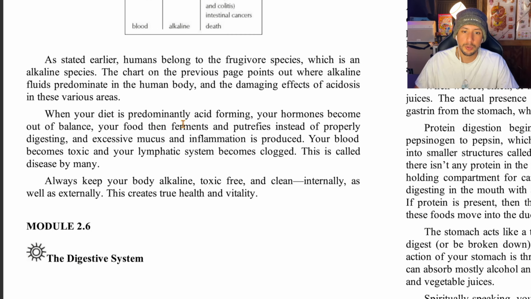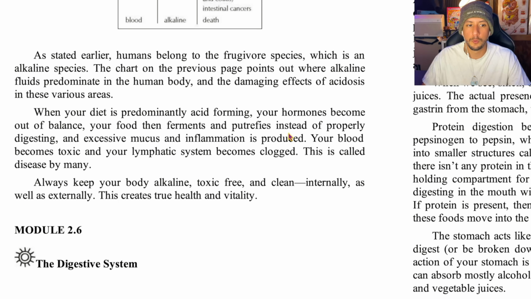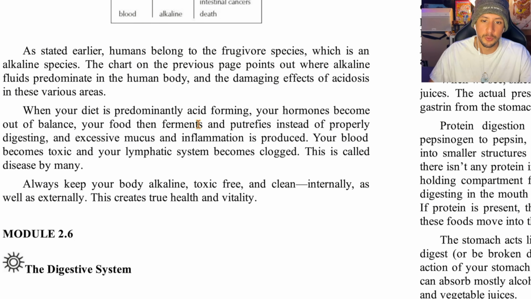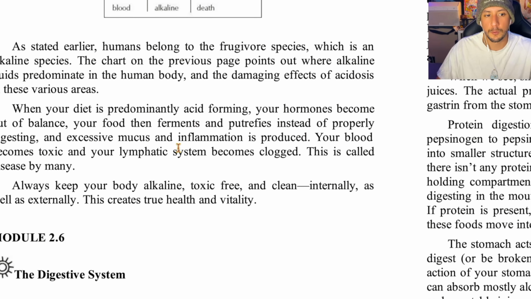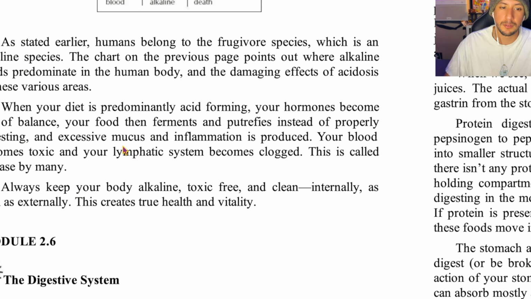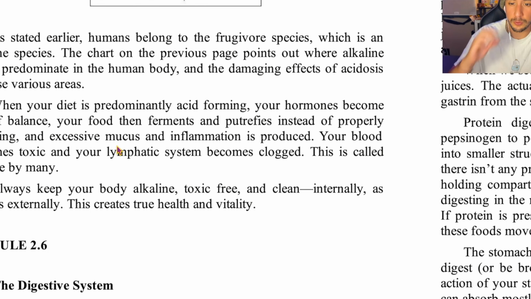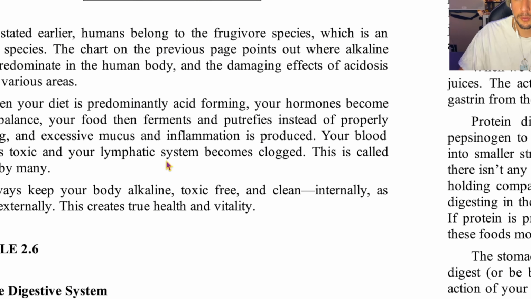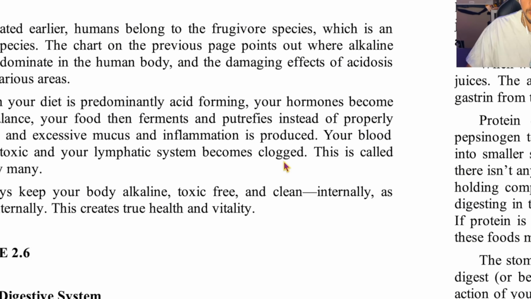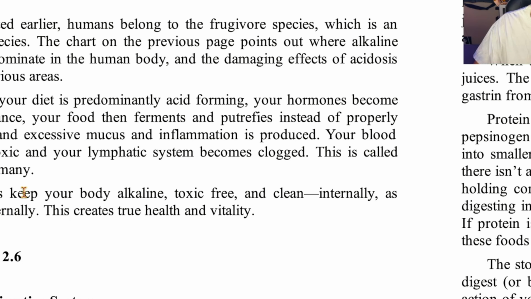When your diet is predominantly acid forming, your hormones become out of balance. Your food then ferments and putrefies instead of properly digesting, and excessive mucus and inflammation is produced. Your blood becomes toxic to your lymphatic system and your lymphatic system becomes clogged. This is called disease by many.